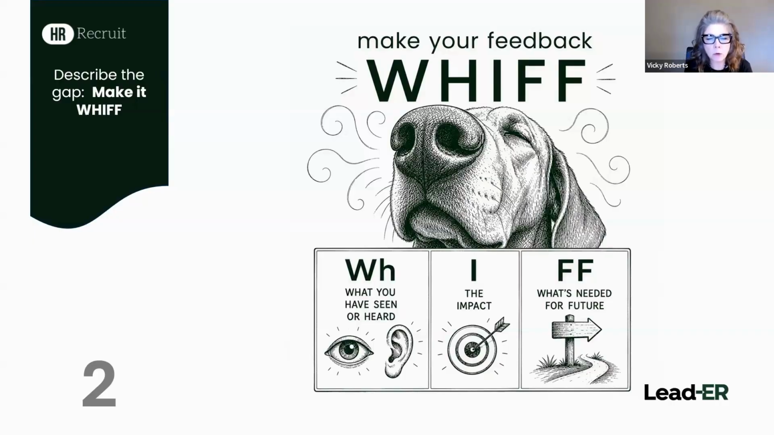So what WIF stands for is what you've seen or heard, what the impact of that is, and then what's needed for the future. And what this helps is to focus on the problem, if you like, and not the person. And so using it in conjunction with the 4 box grid then helps them to really describe exactly what the performance gap is for this individual, and therefore who they're comparing to then begins to fade into the background as a result of that. So that's the first couple of techniques that are useful for the comparison trap.